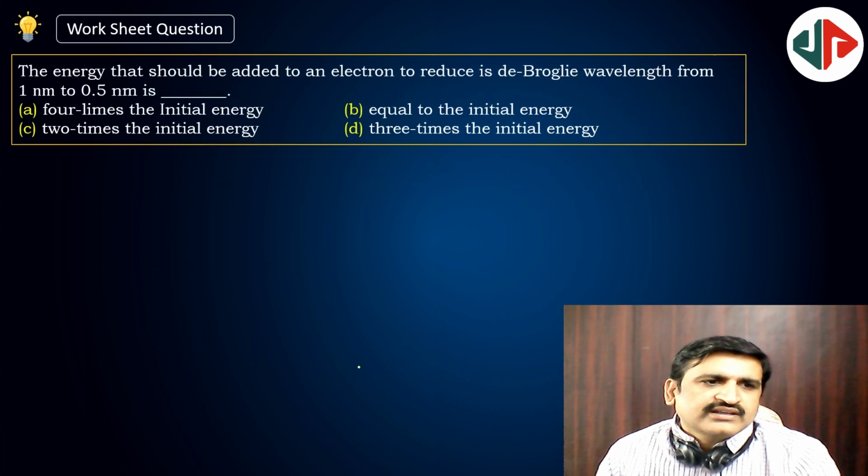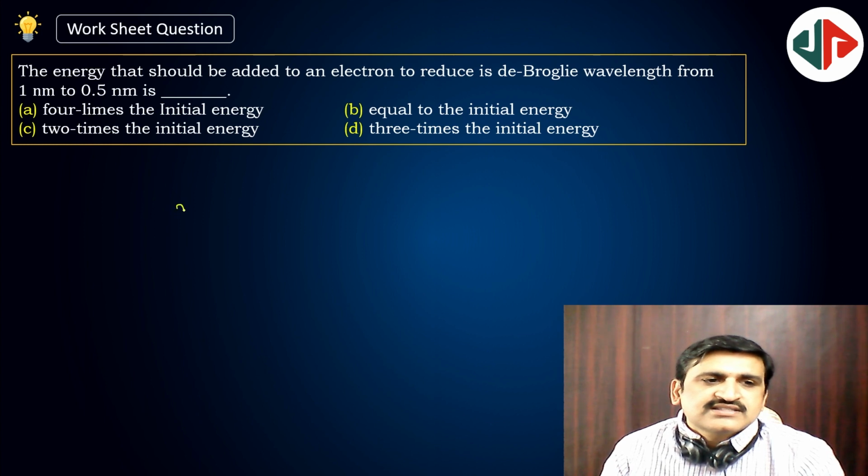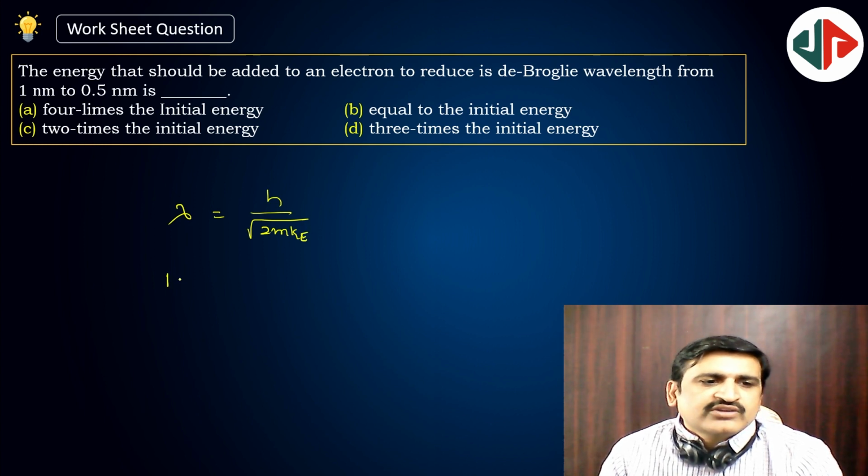Next, find the energy that should be added to an electron to reduce the de Broglie wavelength from 1 nanometer to 0.5 nanometers. Lambda is equal to h by square root of 2mKE. Initial: 1 nanometer is equal to h by square root of 2mK. Second: 0.5 nanometer is equal to h by square root of 2mK2.